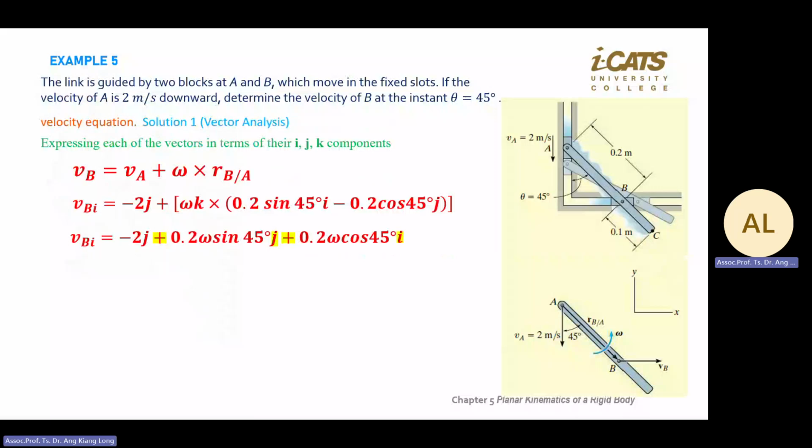K cross J, you get negative I. Yeah, K cross J, you get negative I. Then K cross I, you get J.